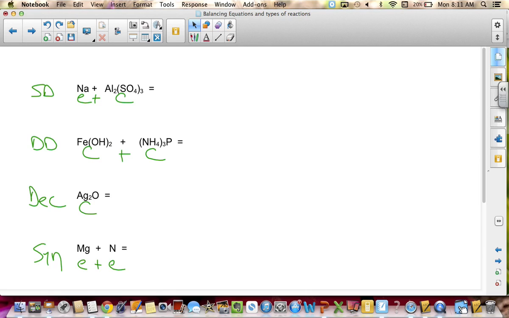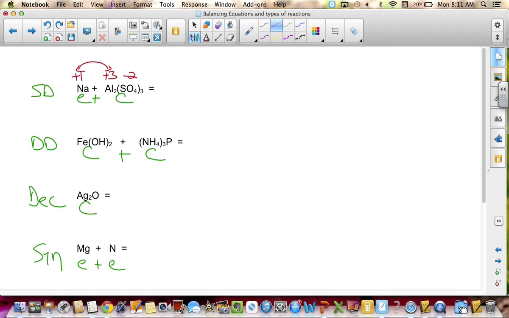Now, I told you that one of the things you might want to do is to start trying to identify charges, which really does help in this process. So the next step that you might want to do is just write your charges up here: +1, +3, -2. Now in a single displacement reaction, what we're going to be doing is exchanging the positives. So if you want to, just go ahead and do this. So we're going to make that change.